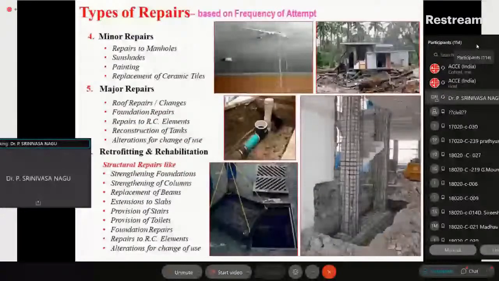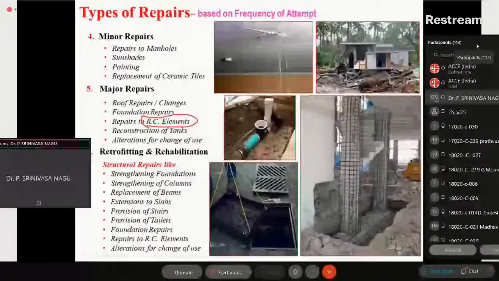Then minor repairs and major repairs, we can also classify like that. So minor repairs may be for manholes, sunshades, painting, replacement of ceramic tiles, etc. Right, roof leakages like that. And the major repairs, of course, roof repairs or changes, alterations. Then foundation repairs, repairs to the RC elements. This is in fact the biggest issue. The RC elements invite a number of problems. This is very important. Okay. Then reconstruction of tanks, alterations for change of use.